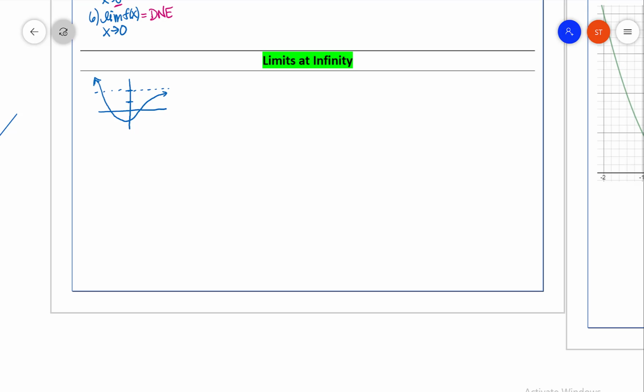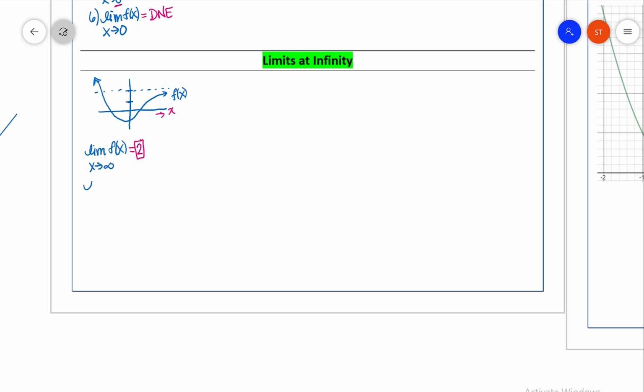Let's find the limit of f of x, and this graph is f of x as x approaches infinity. Looking at the graph as x approaches infinity, remember this is the x-axis, so as x is getting larger and larger, what is y approaching? We keep going out further and further, and we see that y is getting really close to 2, so this is 2.